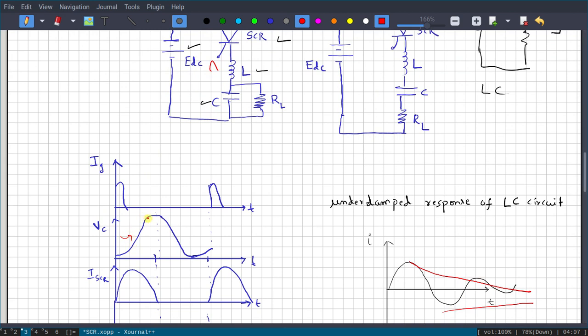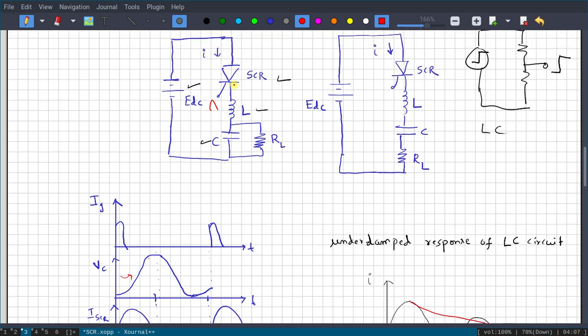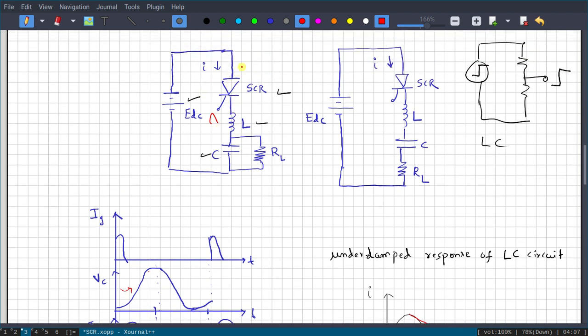When it reaches a maximum value, the voltage across the SCR will be less. You can see the voltage across the SCR is the voltage at this end minus the voltage at this end. Now the capacitor voltage is increasing, so the voltage difference across the SCR is reducing. When it reaches maximum, your anode current will not be greater than IH, and then it stops conducting.